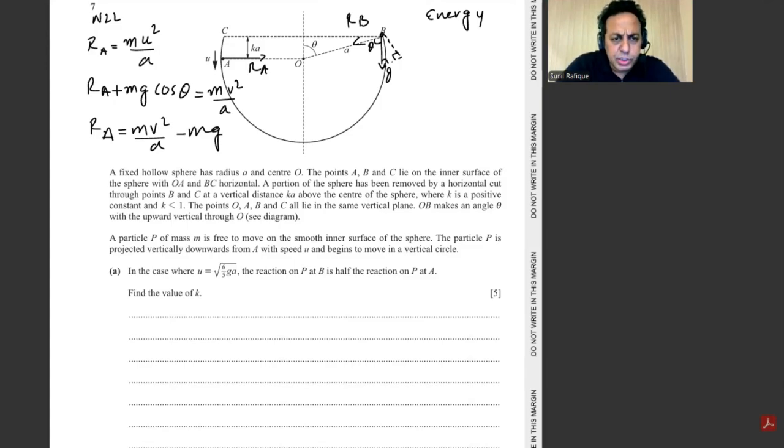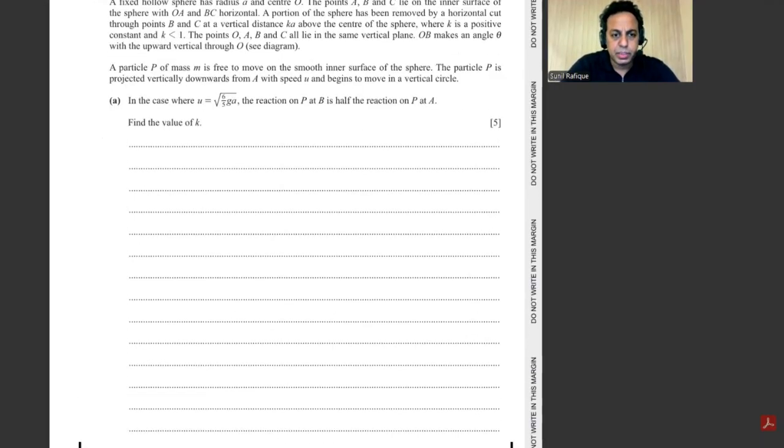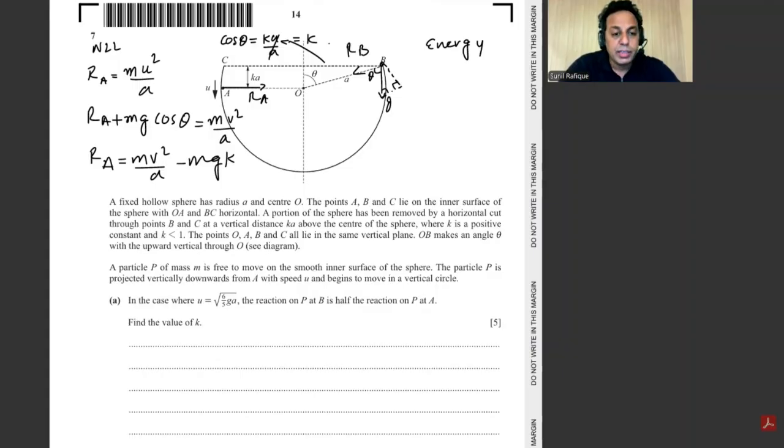But cos theta, I can check from this triangle that here cos theta is just ka divided by a. So that's just going to be k. Well, that's good. So I can put a k over here. So that's it. So now I equate the reactions. I know that they're saying that the reaction on P at B is half the reaction, so it means that reaction on B will be half the reaction on A. So let's use this idea.